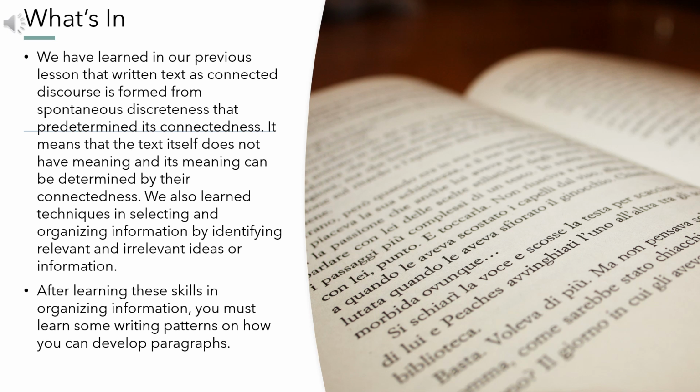What's in? We have learned in our previous lesson that written text as connected discourse is formed from spontaneous discreteness that predetermine its connectedness. It means that the text itself does not have meaning and its meaning can be determined by their connectedness. We also learned techniques in selecting and organizing information by identifying relevant and irrelevant ideas or information. After learning these skills in organizing information, you must learn some writing patterns on how you can develop paragraphs.